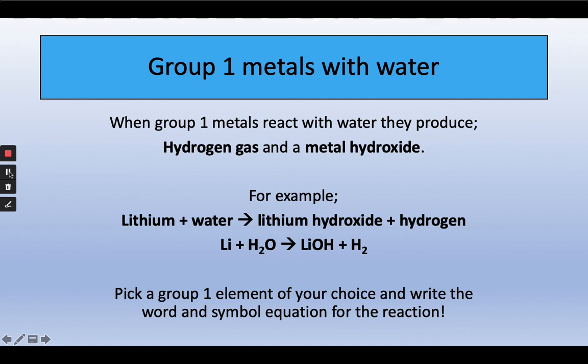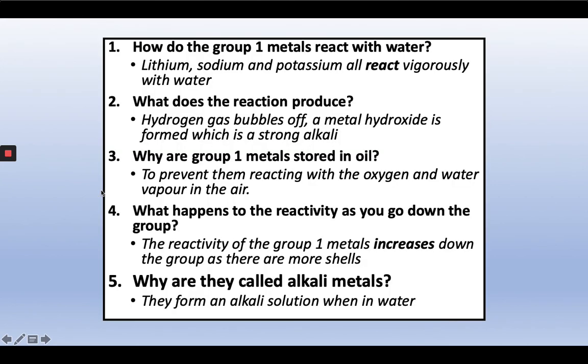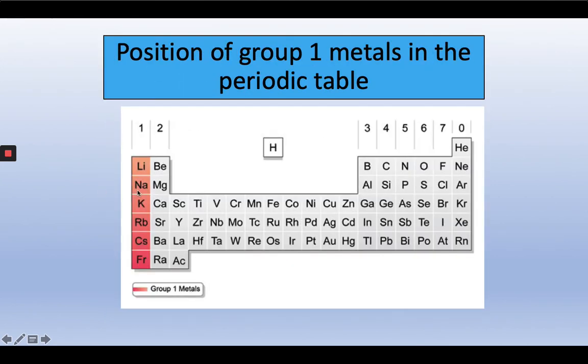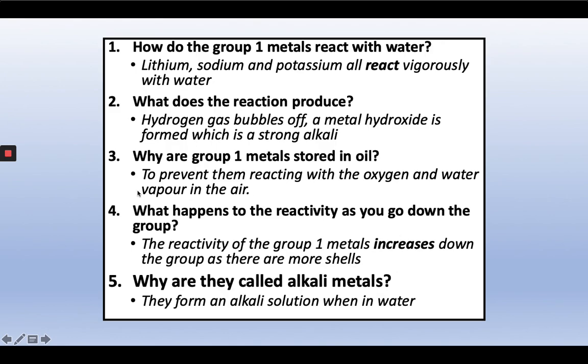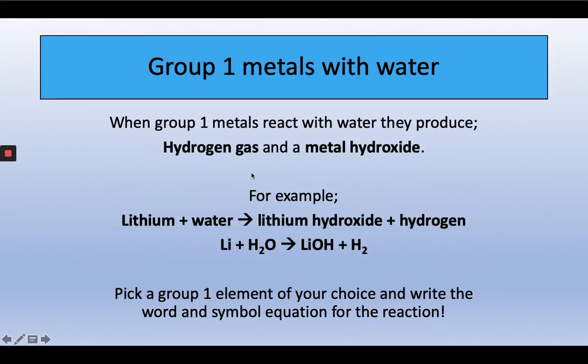So you could have done, let's have a look back at our periodic table, sodium. So sodium plus water would have formed sodium hydroxide plus hydrogen as one example. And you could have used potassium, K. Potassium plus water, potassium hydroxide plus hydrogen. So the only thing that changes is the metal. The products, hydroxide and hydrogen, stay the same.